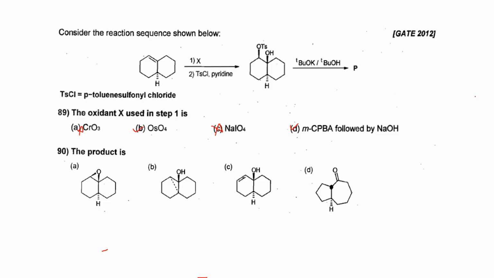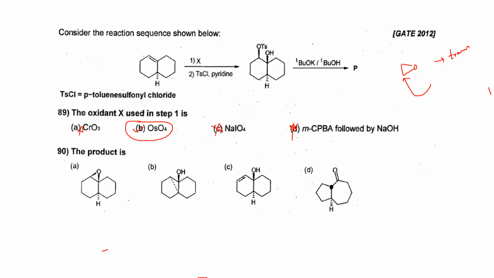mCPBA dihydroxylation goes through an epoxide pathway: first the epoxide forms, then OH attacks here, so in this case trans dihydroxylation always takes place. Cis dihydroxylation is always performed by osmium tetroxide. So the correct option is osmium tetroxide. Syn dihydroxylation means osmium tetroxide; trans dihydroxylation means mCPBA followed by NaOH. If you know the mechanism, it will be very easy for you to predict.